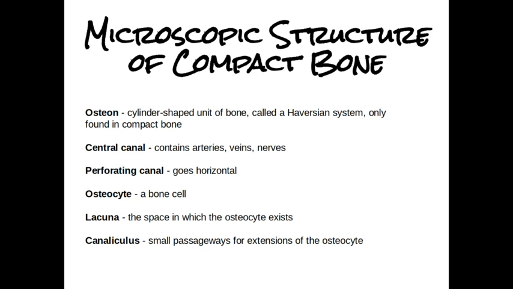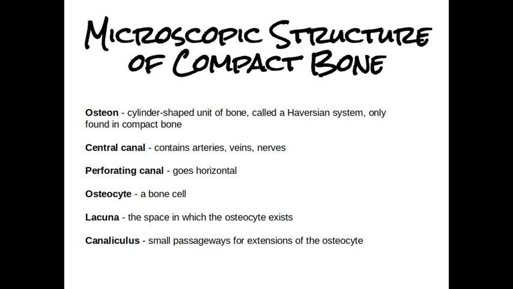Then you have the central canal. This is where your arteries, veins, and nerves are, in the central canal. The perforating canal goes horizontal. And we'll label this here in a minute so you can see where these things are.